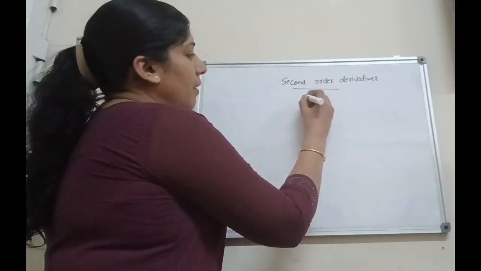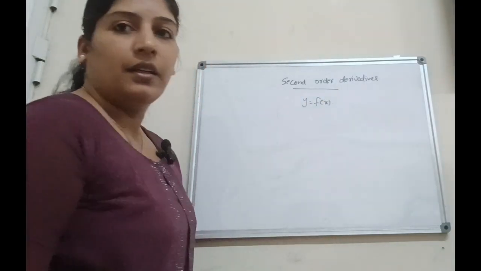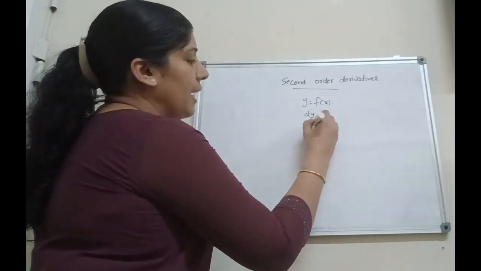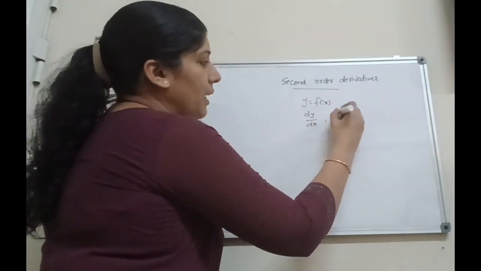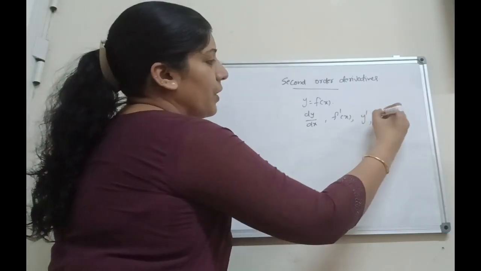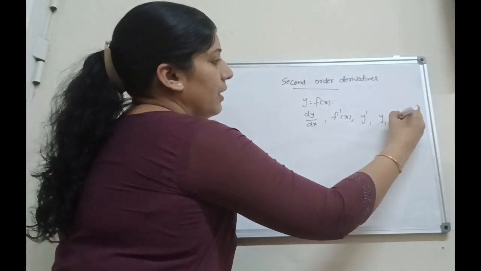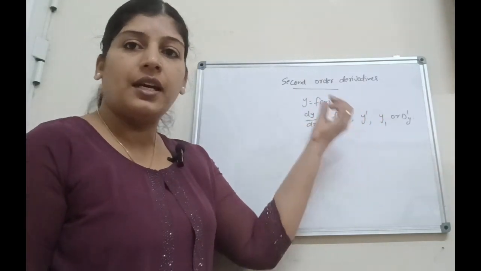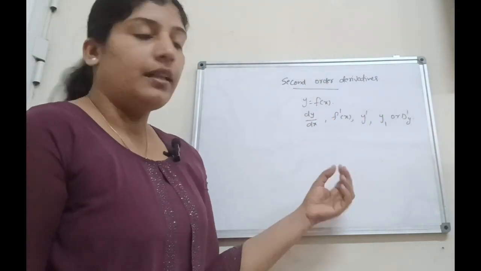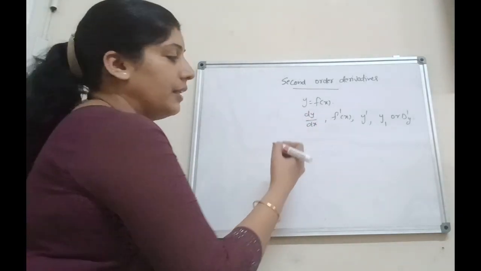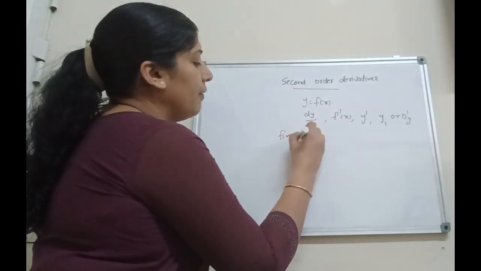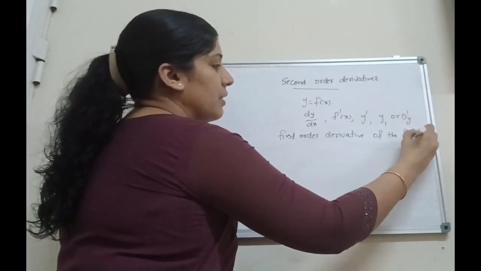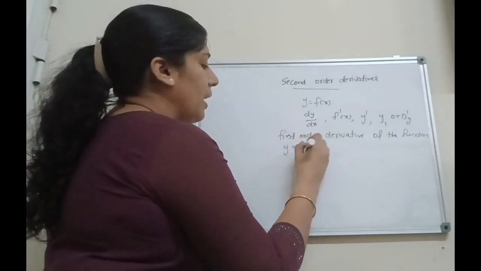Let us consider the function y equal to f of x. When we differentiate the function y equal to f of x, we will get dy by dx. It is also denoted by f dash of x, y dash, or y1, or D y. That means the given function y equal to f of x is differentiated one time, and we get dy by dx. This is called the first order derivative of the function y equal to f of x.